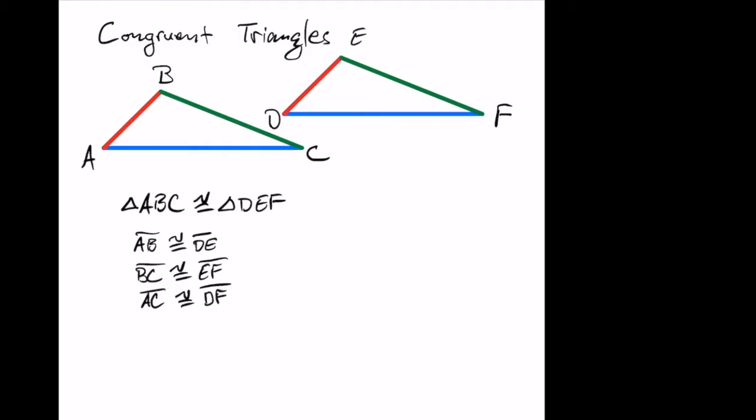So there I have the segments talked about. AB and DE are congruent to each other. BC and EF are congruent to each other. And AC and DF are congruent to each other. So that's saying that the 3 sides are congruent to each other.